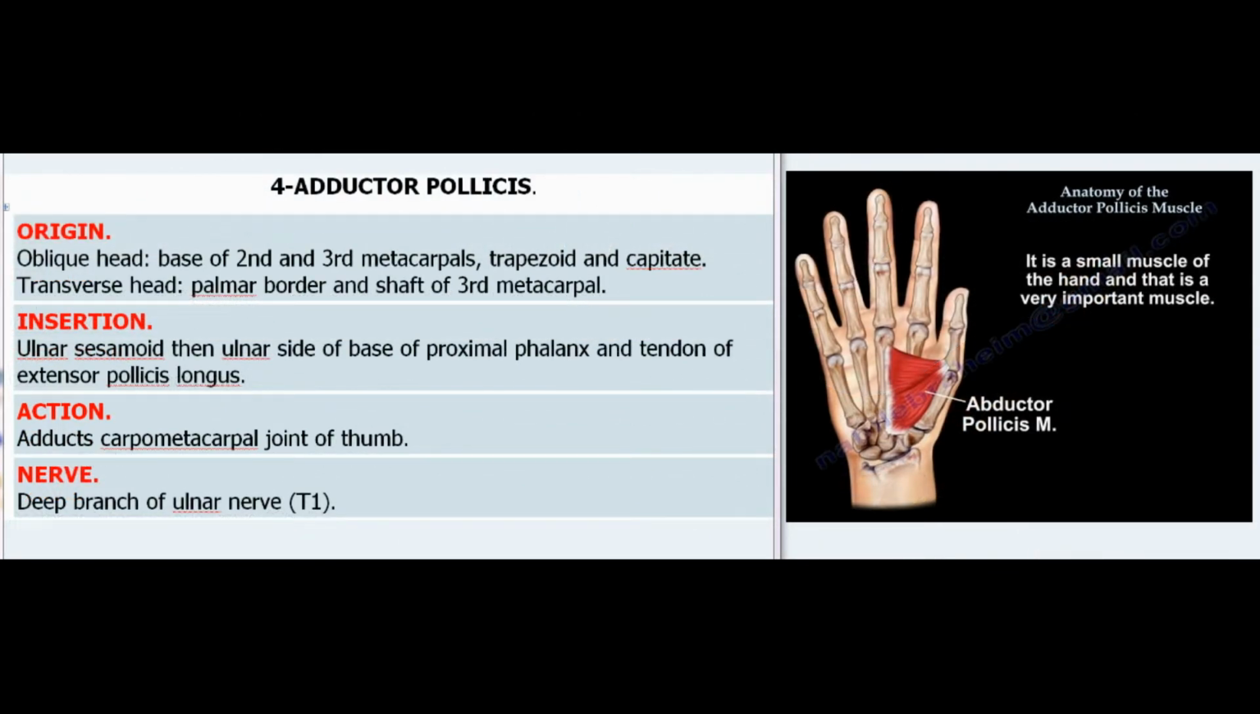4. Adductor pollicis. Origin: oblique head, base of second and third metacarpals, trapezoid and capitate. Transverse head, palmar border and shaft of third metacarpal. Insertion: ulnar sesamoid, then ulnar side of base of proximal phalanx and tendon of extensor pollicis longus. Action: adducts carpometacarpal joint of thumb. Nerve: deep branch of ulnar nerve, T1.